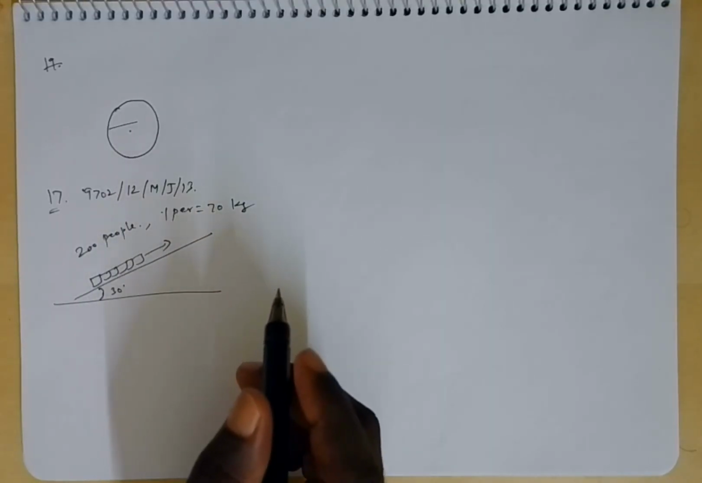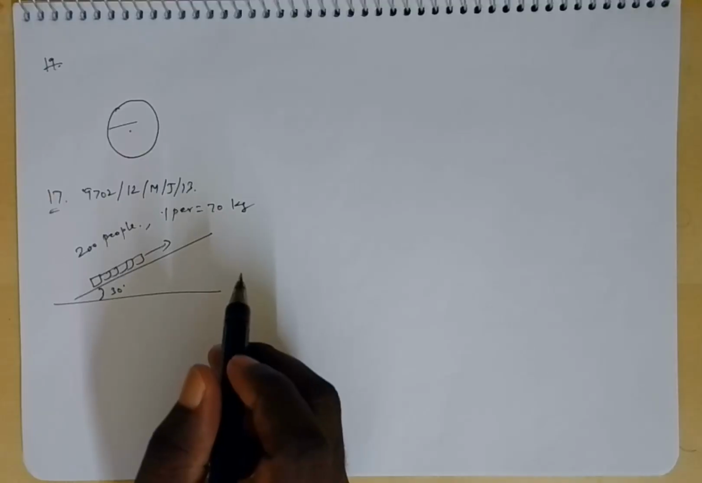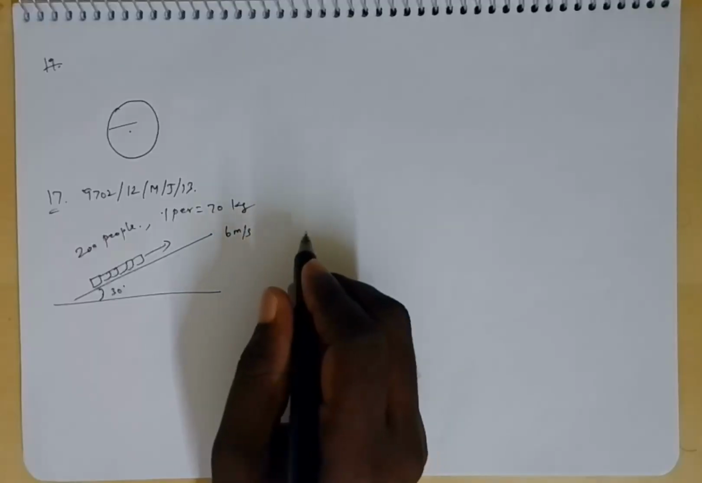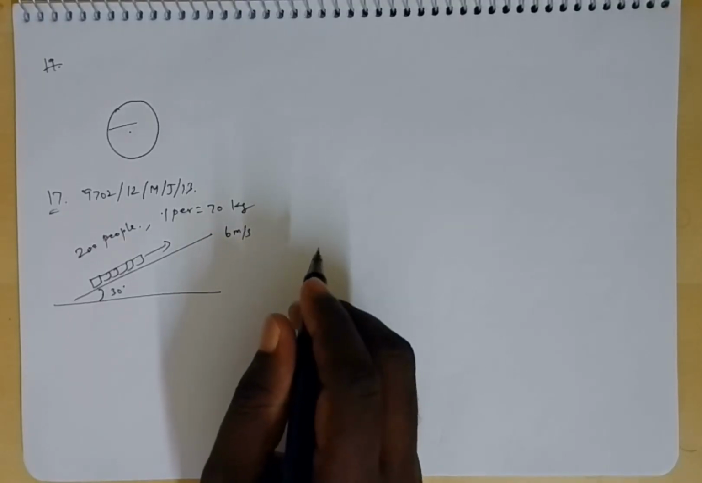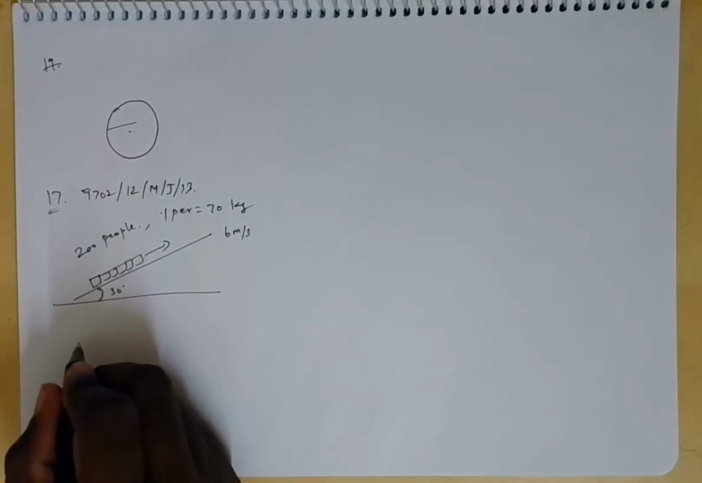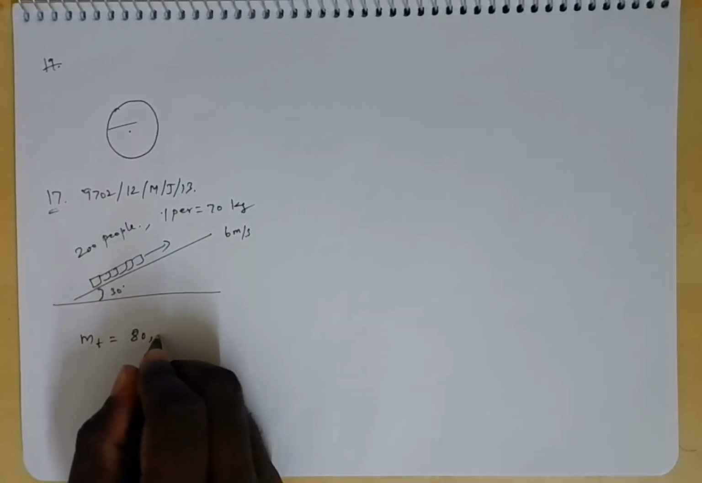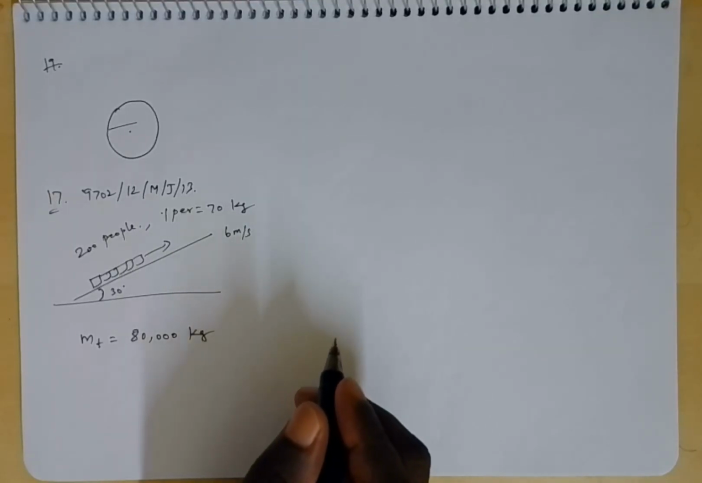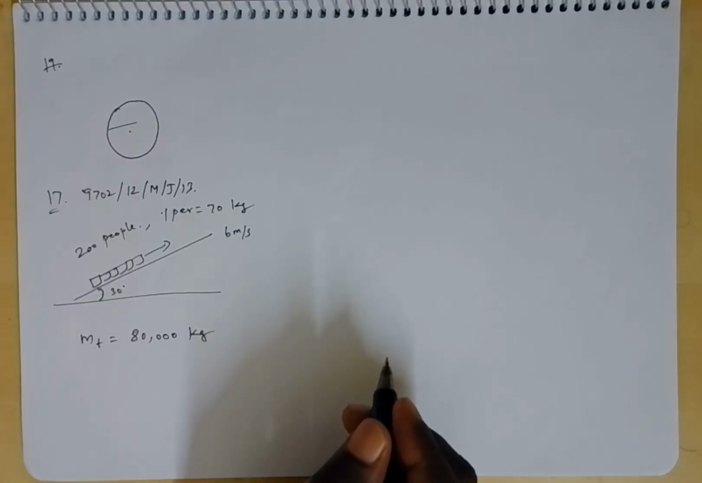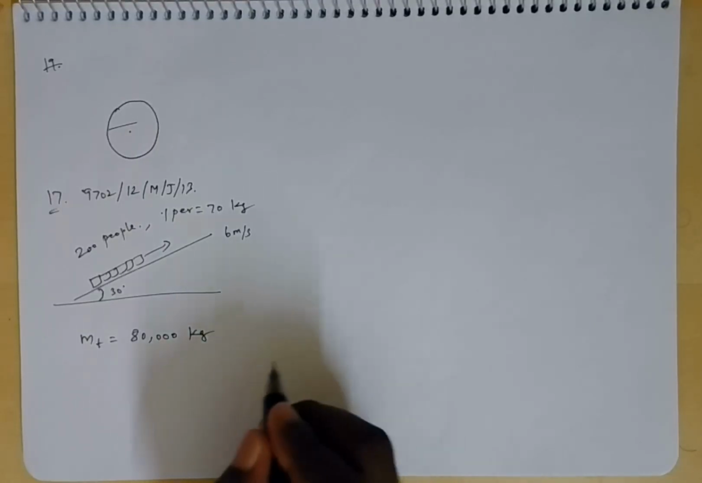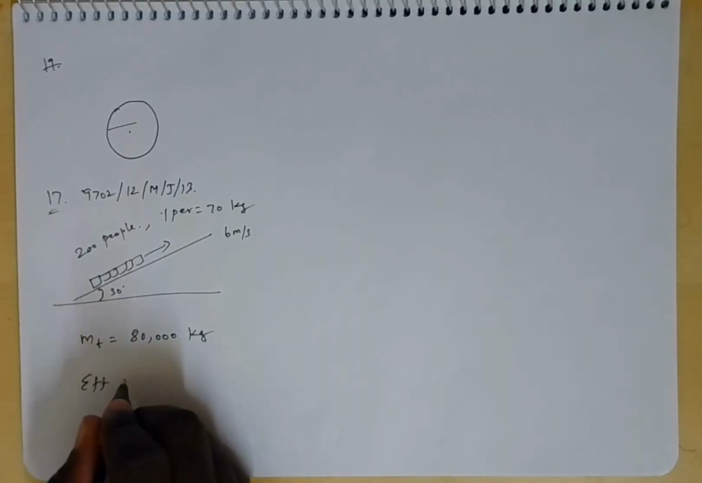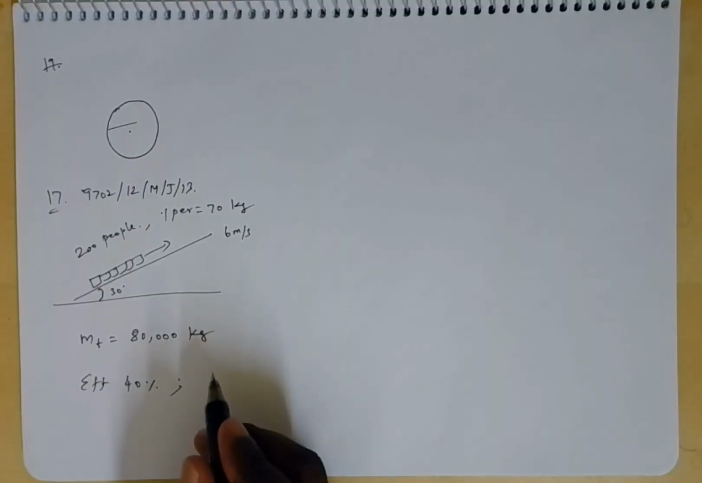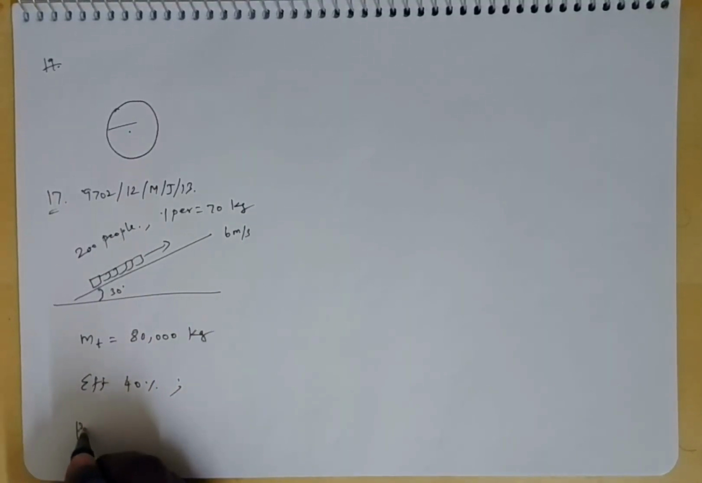Now here's a twist. The speed is 6 meter per second. The train is going with the speed of 6 meter per second. The train itself has a mass of 80,000 kilogram. The percentage of power from the engine which is used to raise the passengers and the train is 40%. So efficiency is 40%. What is the power of the engine?